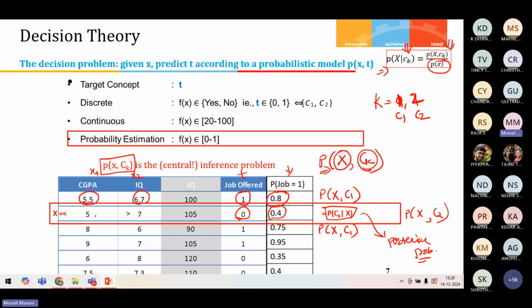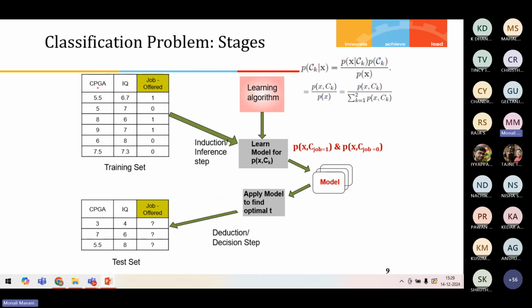But for the time being, decision theory will help us. For high probability, we are making a decision of assigning 1. For low probability, we are making a decision of assigning the 0 class. That means yes or no: whether a person will enjoy sport or will not enjoy sport. So now try to relate this with classification, the same example, the CGPA IQ problem. So we have this learning algorithm. Apply any learning algorithm, maybe logistic regression, maybe naive Bayes, or maybe a neural network.